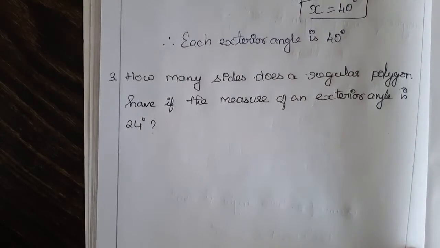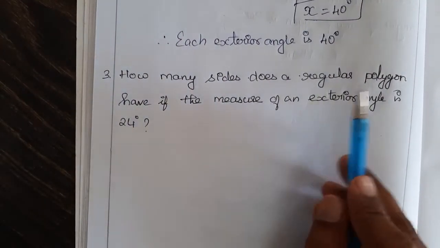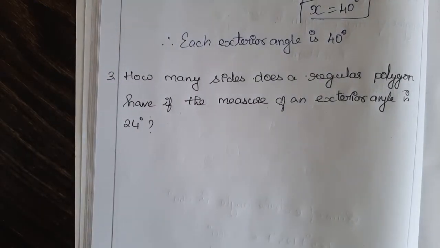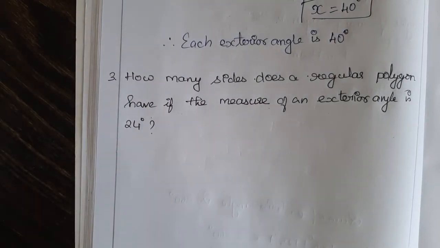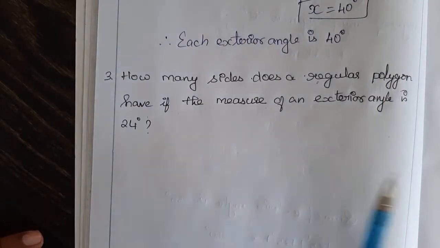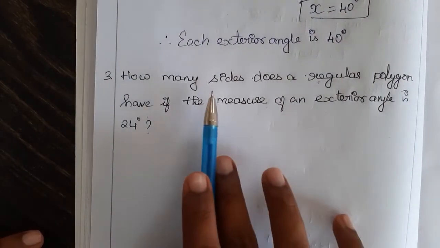Next, how many sides does a regular polygon have if the measure of an exterior angle is 24 degrees? So here the measure of each exterior angle is given as 24 degrees. It's a regular polygon, so they are all the same. They're asking to find the number of sides.